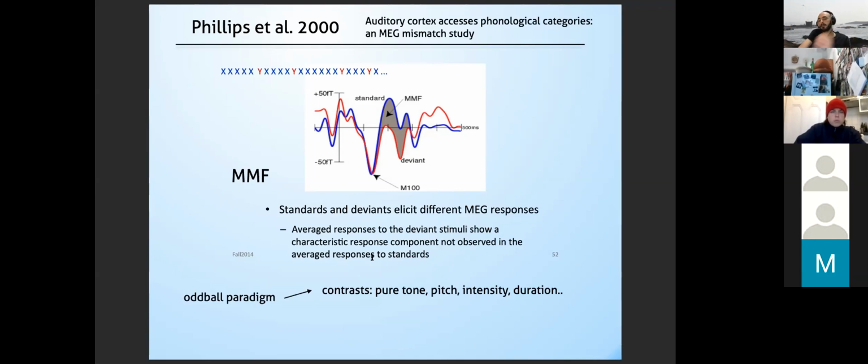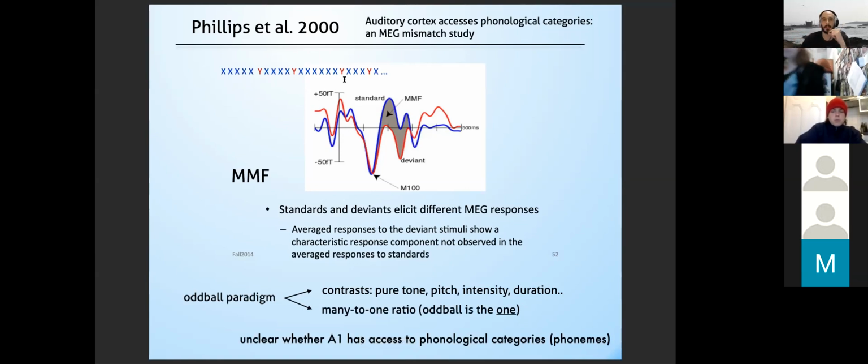So you can do this with any kind of phonetic contrast you want. You can use it with pure tones, with pitch, with intensity, and with the duration of the sound. You can manipulate all these different features. The important thing is that you have this many-to-one ratio, and the oddball is the one that is your stimulus of interest.